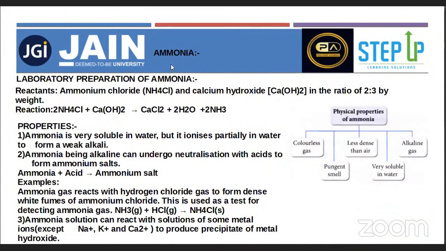Okay. So next is group 15. The more important thing is ammonia, that is NH3. So we have the laboratory preparation of ammonia. The reactants are ammonium chloride, that is NH4Cl, with calcium hydroxide, in the ratio of 2:3 by weight. So the reaction is NH4Cl, ammonium chloride, with calcium hydroxide forms CaCl2, 2H2O, NH3. This is laboratory preparation. We have Haber's process.